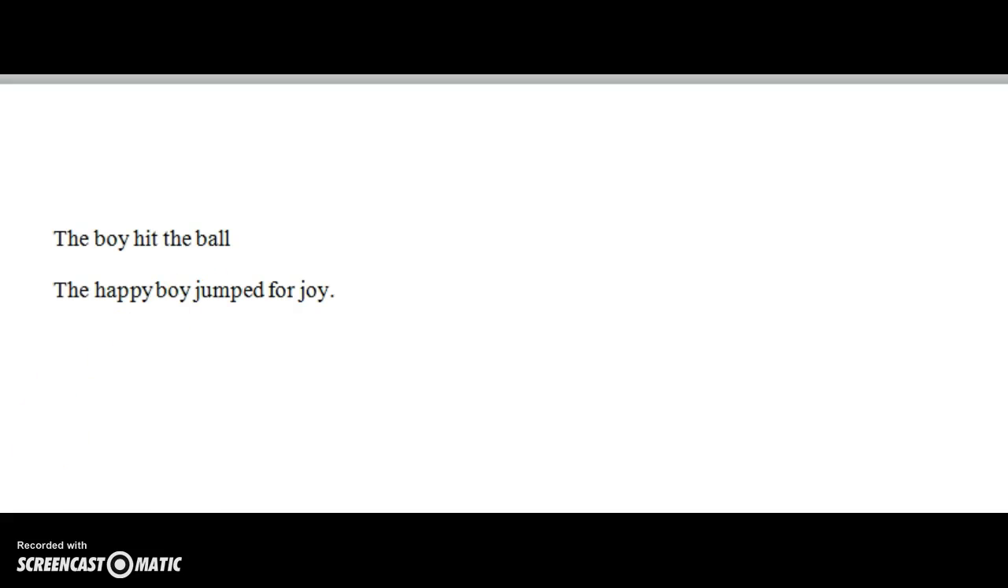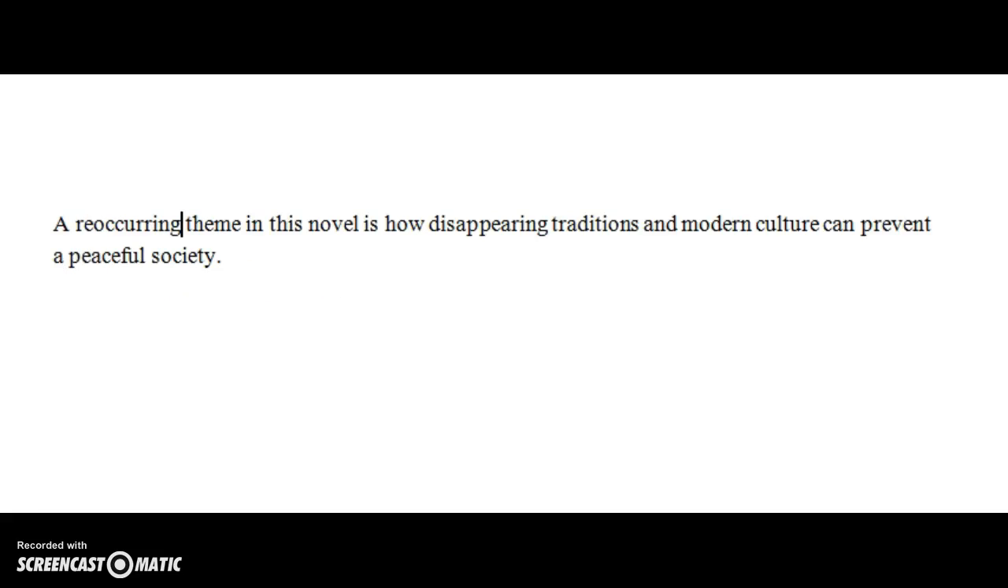So let's take a look at a few sentences from student papers over the years and explore ways to make them a little bit more direct and a little bit more powerful. Here's a student sentence. A recurring theme in this novel is how disappearing traditions and modern culture can prevent a peaceful society. This sentence is factual and concrete, mostly because of the main verb, right?